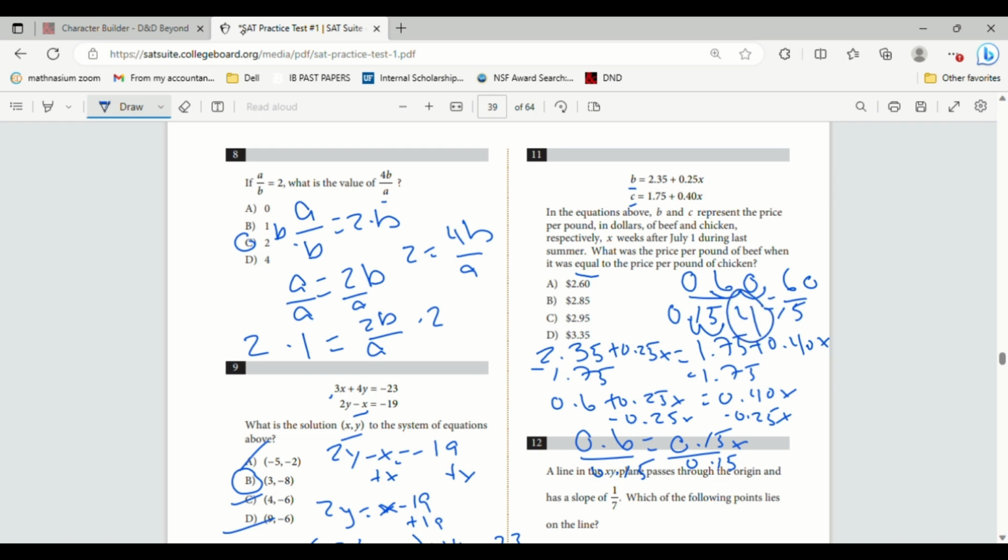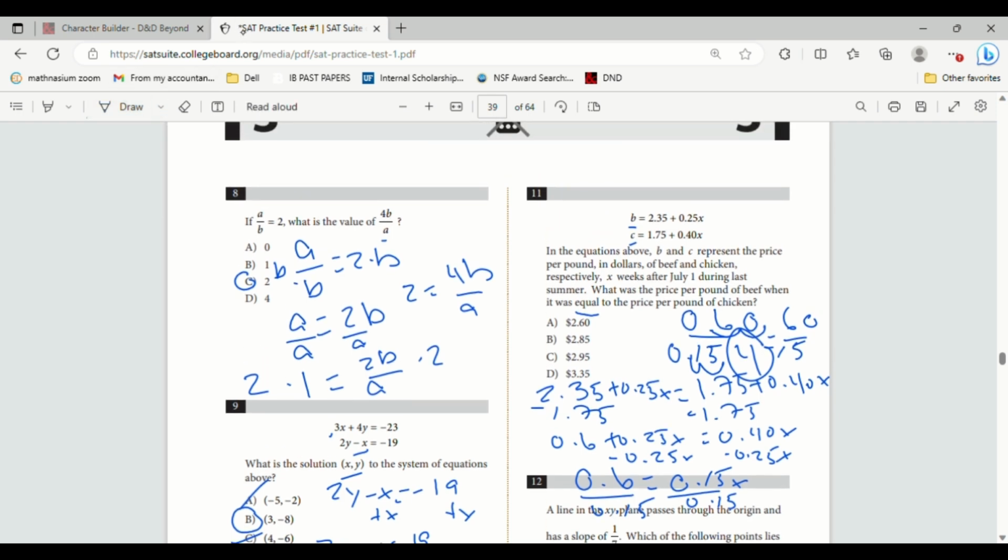But 4 is not one of our answers. That's because 4 is equal to x, and x is equal to the number of weeks after July 1st. So now we need to plug in what we solved for x into our beef equation, because we're trying to find the price per pound of beef. And so we plug in 4, we get 2.35 plus 0.25 times 4, which is 2.35 plus 1, which equals 3.35. So 11 is D.